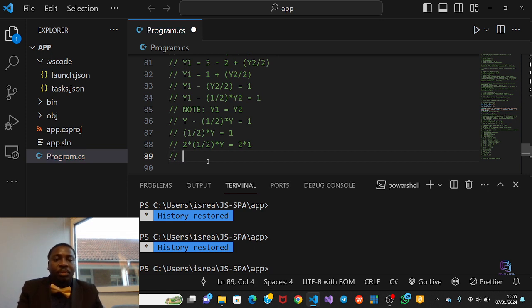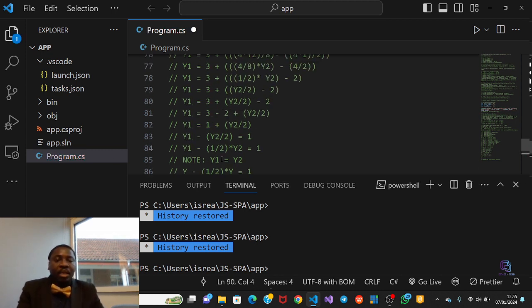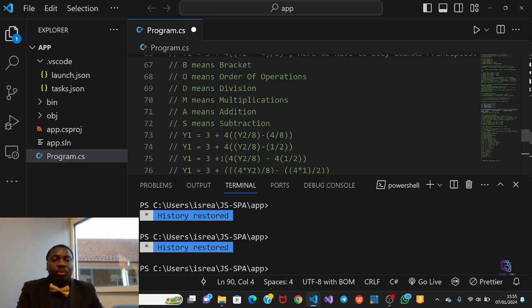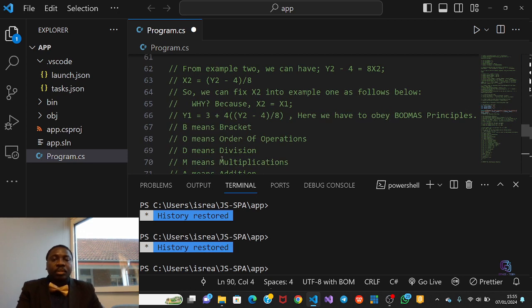So 2 times 1 over 2 times y is equal to 2. So with this 2, we cancel 2. So we now have y is equal to 2. So since we have y equal to 2, definitely I can now move y into equation, into what? Example 2. So I'm moving y into example 2 so that I can get x2.